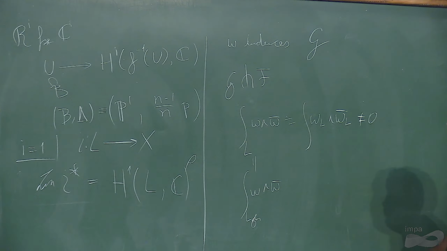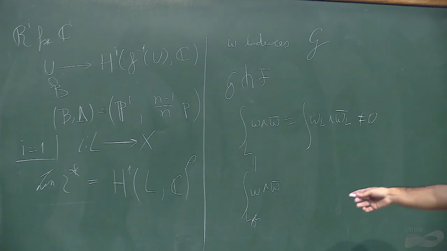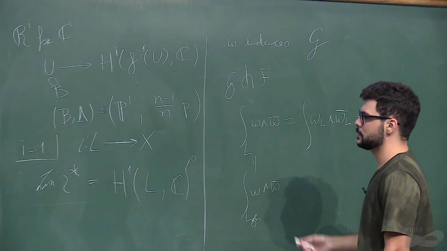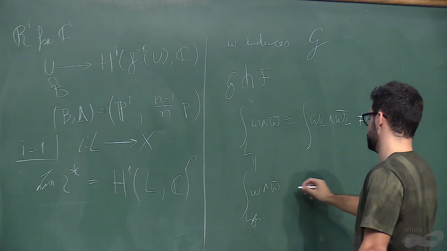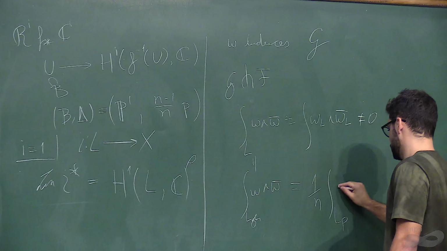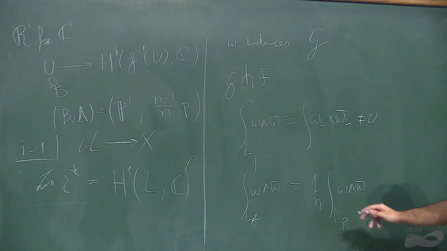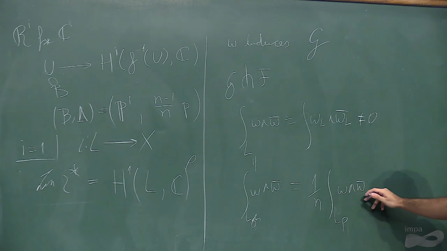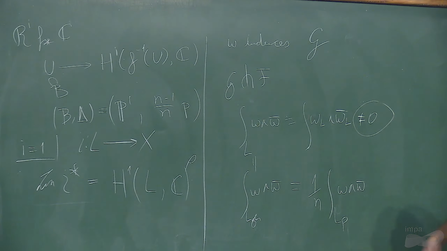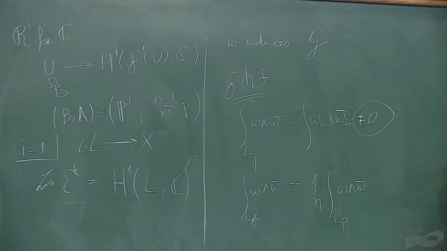And since the L_P, which is our multiple fiber, is covered by L, by the Reeb local stability theorem, this is something like 1 over n, integral over L_P of omega wedge omega bar. And so all of this is not 0. And so the G must be transversal to our foliation F.